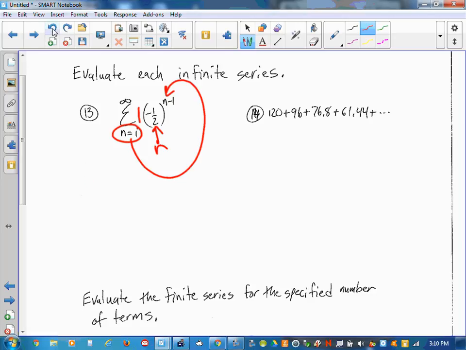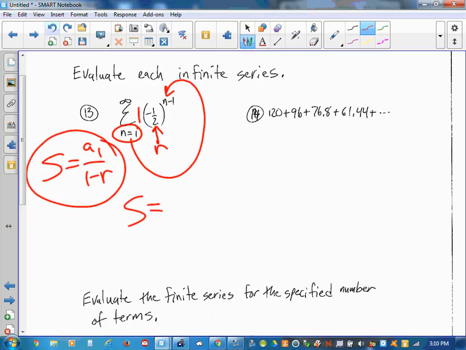By the way, I'm going off this formula here. The first term over 1 minus the common ratio. So S equals first term, 1, common ratio is negative a half. And through the magic of calculations, you would get 1 over 3 halves, and then you would invert and multiply, so you should get 2/3.